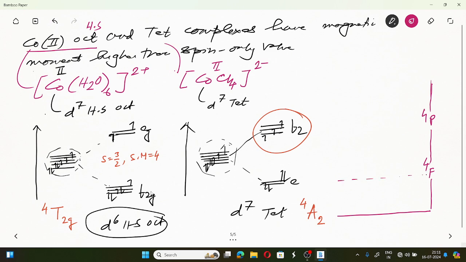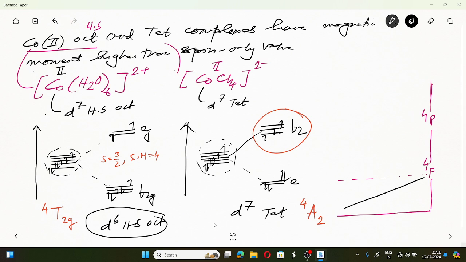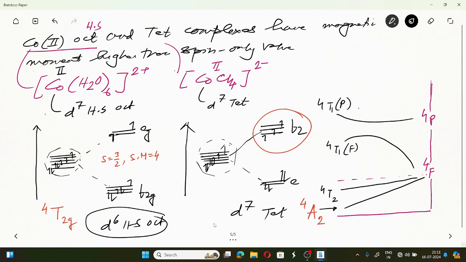Where we showed nickel octahedron, see, it is like this: quartet A2G, quartet T2G will not be there, quartet T2, and you know that this will be quartet T1 from F and this quartet T1 from P. Right? So it's like this.